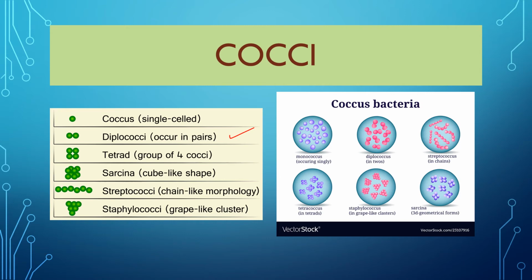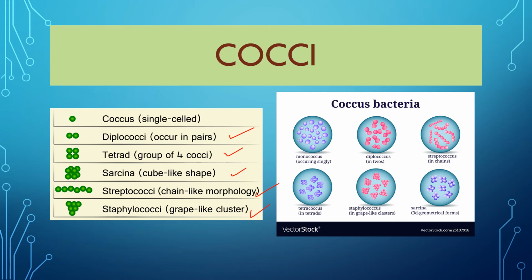Tetrad, which are a group of 4 cocci. Next is sarcina, which are cube-like in shape. Next one, streptococci, they have a chain-like morphology. Staphylococci, they are grape-like clusters. So here you can see that the cocci are distinguished in their form. If cocci occur singly, it is coccus. If it occurs two in number, it is diplococci.